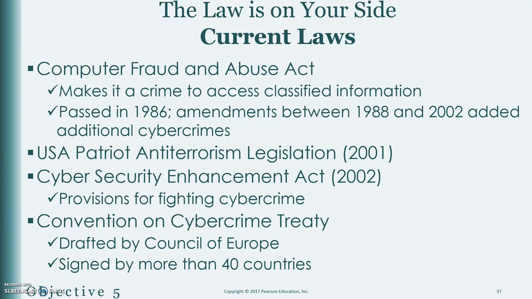In 1986, the Computer Fraud and Abuse Act was passed, making it a crime to access classified information. There were several amendments between 1988 and 2002 that added additional cybercrimes. The USA Patriot anti-terrorism legislation in 2001 and the Cybersecurity Enhancement Act in 2002 also include provisions for fighting cybercrime. The Convention on Cybercrime Treaty has been signed by more than 40 countries, including the United States, Canada, and Japan.